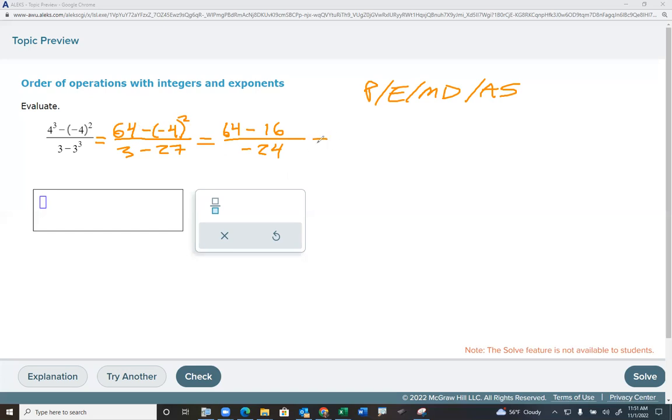Oh, I love order of operations. It just fills my heart with warmth and joy and glee.